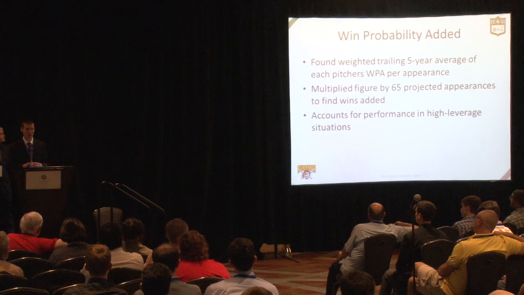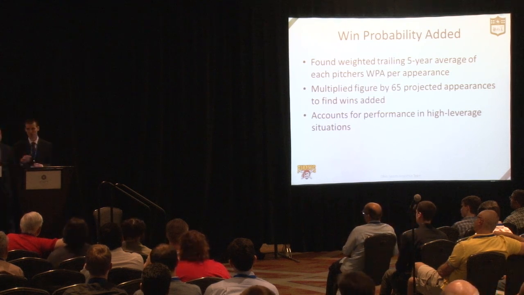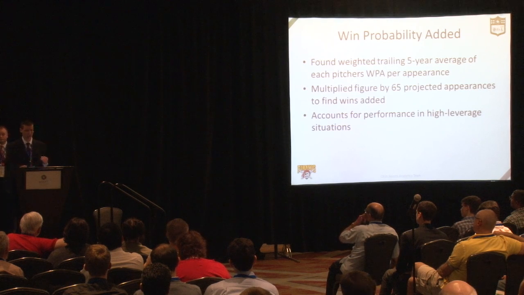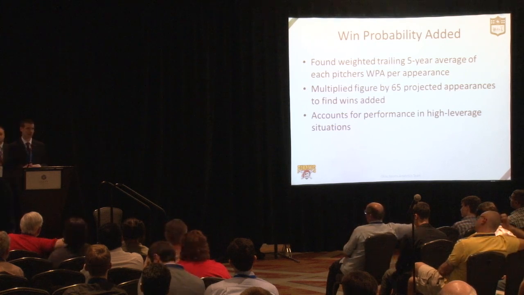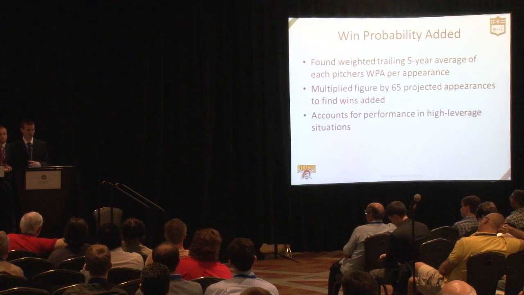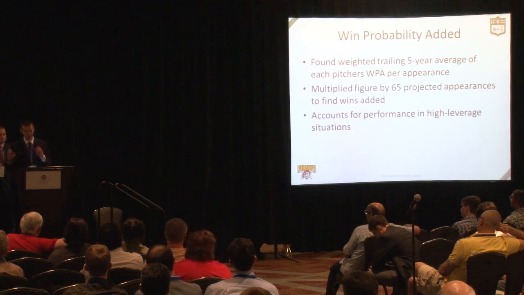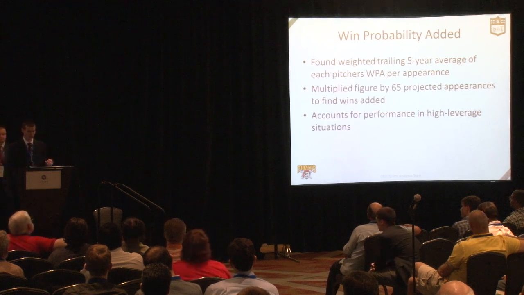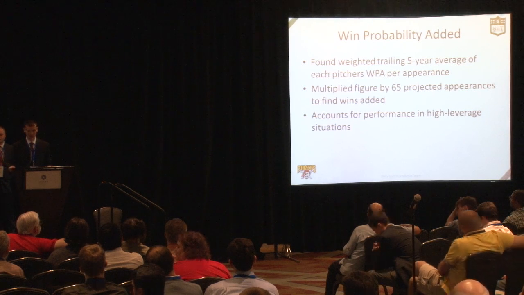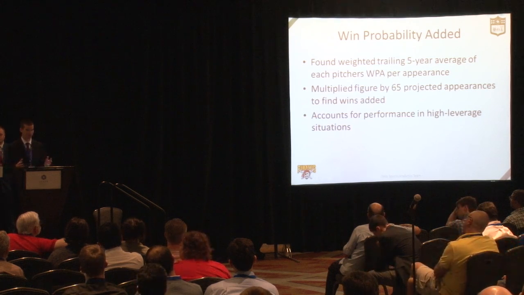In addition, if a pitcher began as a starter and then became a reliever, we only took into account the time that they were a reliever because the goal of this statistic is to see pitchers that performed well in high leverage situations. So for us, we didn't think it made a lot of sense to take a starter and penalize them for starting the game and not having as many high leverage situations. Once we'd come up with this average, we multiplied the figure by the 65 projected innings. The goal of this was to find wins added in these high leverage situations.